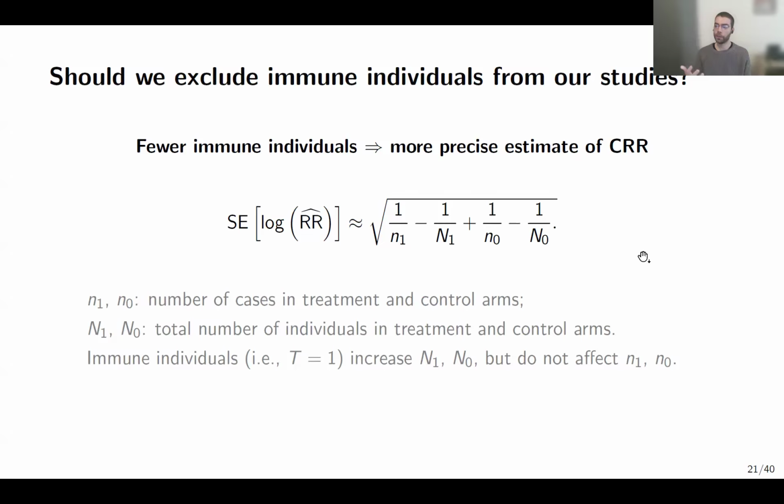And so if you add immune individuals, you will not change the little n's, so you will not change the number of cases, but you will increase the total number of individuals. So if you add immune individuals, you will increase the standard error and therefore lower the precision of your estimate. So there is an argument for excluding immune individuals, because this will make your statistical inference more precise, even though it will not change the causal estimate of interest. The causal risk ratio will remain the same.